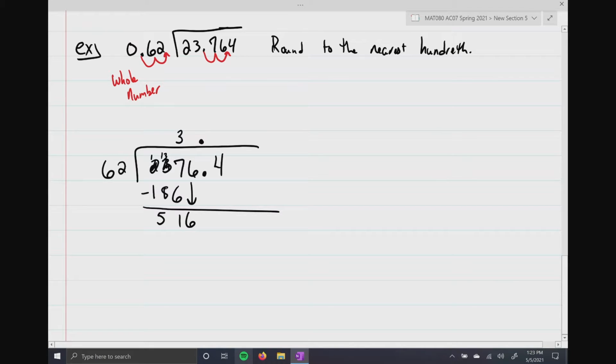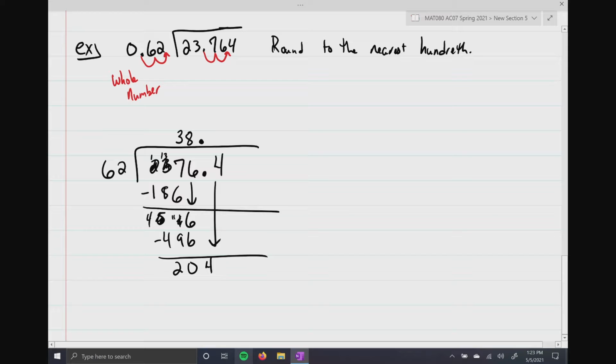Drop down to 6. Process repeats. So 62 goes into 516 8 times. 8 times 62 is 496. I will subtract. 6 minus 6 is 0. I need to borrow. 11 minus 9 is 2. Drop down to 4. Process repeats.